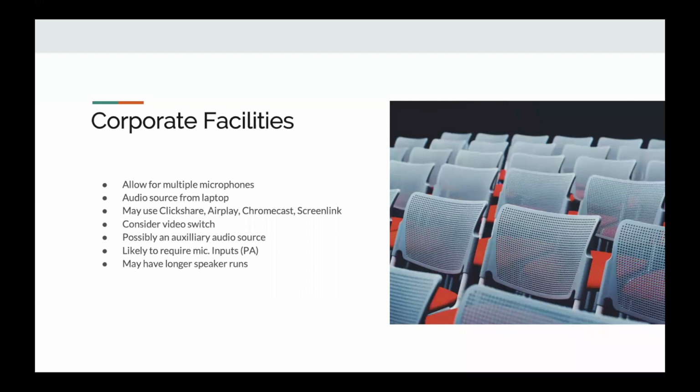So you need to make sure that you cover every adapter, every conceivable audio-visual input, so that the lecturer or guest can very easily connect their own equipment. Very definitely going to require microphone inputs. And again, you would probably want to put these as wall plates in addition to providing some kind of wireless service. And they may have longer speaker runs.